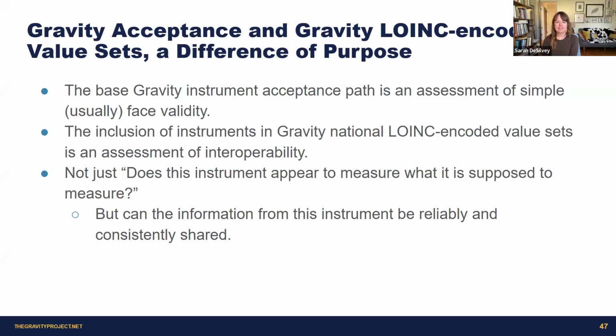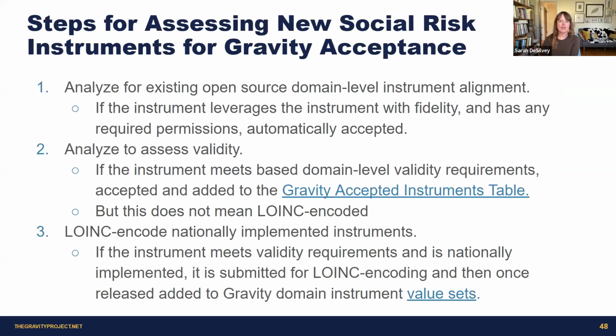This is the final content slide, I believe. Okay, again, in summary, the path. The first thing we do with any instrument is analyze for existing open source domain level instrument alignment. And if the submitted instrument leverages the existing instrument with fidelity and has any required permissions, it's accepted. And then if it's not aligned, we assess it for validity.